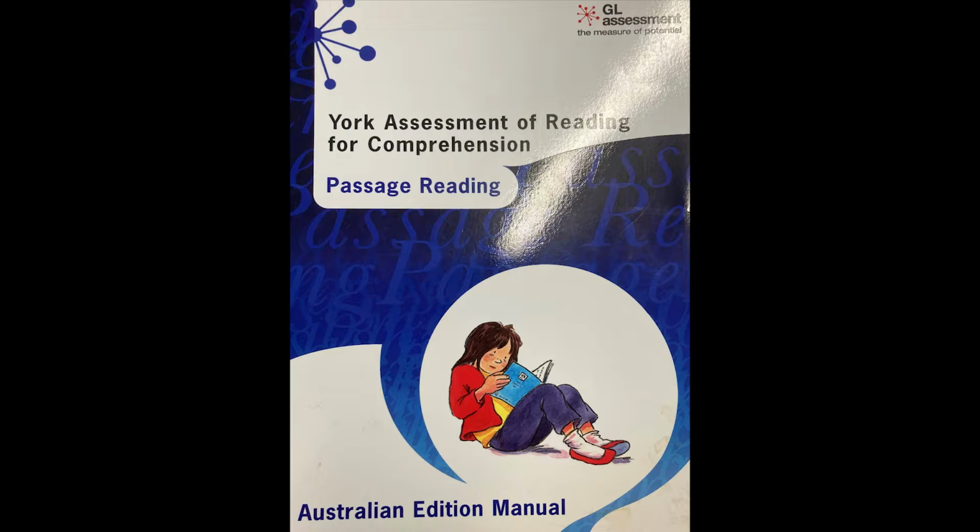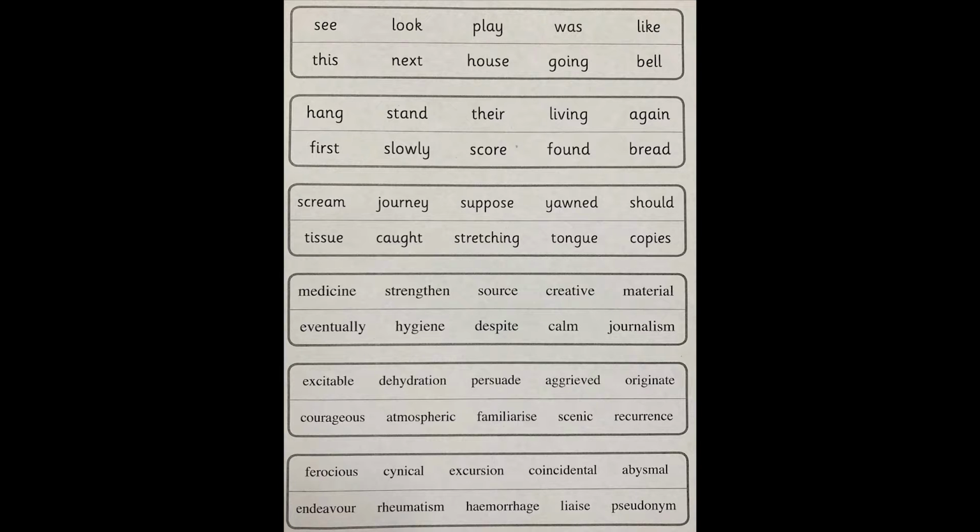Now, with the YARC, the first part is to administer the single word reading test. So the child is given a copy of these words and you have a marking sheet. This is quite easy, it's quite quick to do. You could get a teacher's aide to do this. So the child just reads through the words.